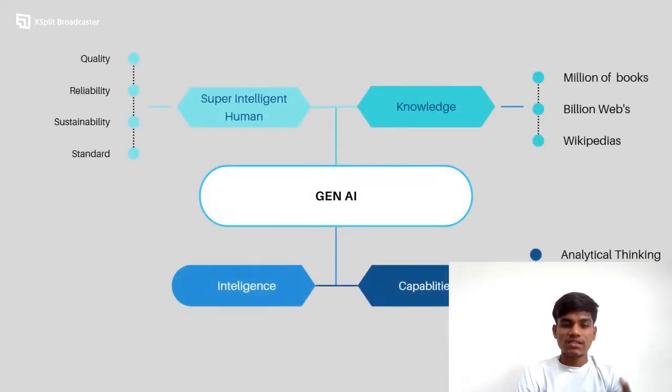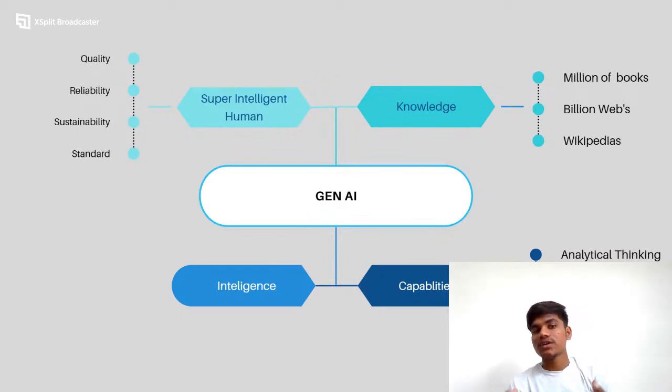First of all, generative AI means a super intelligent human. It has knowledge, capabilities, and intelligence, which includes all of these. We will call this generative AI. So particularly, we should call generative AI a super intelligent human. Then it should have quality, reliability, sustainability, and standard.